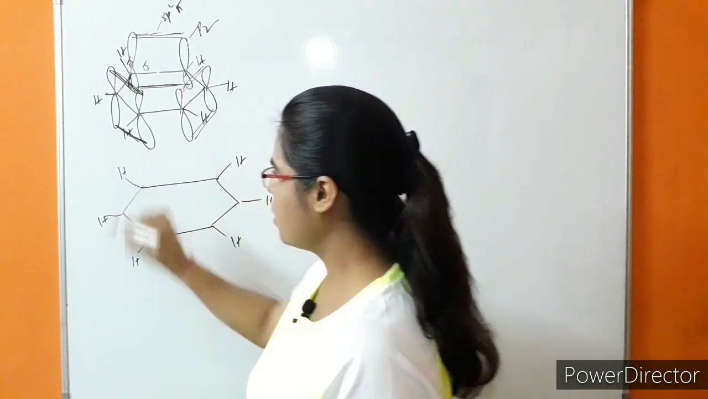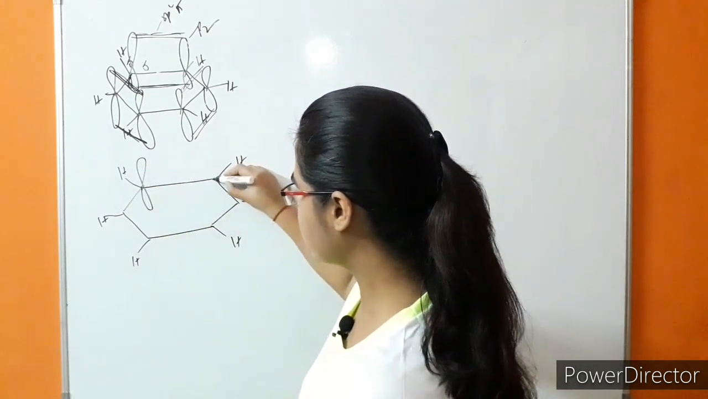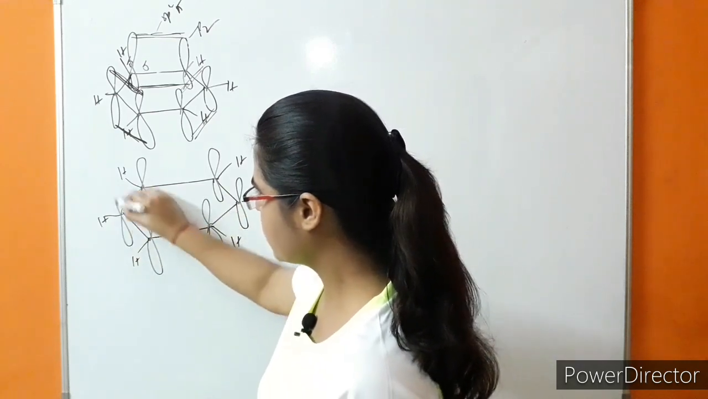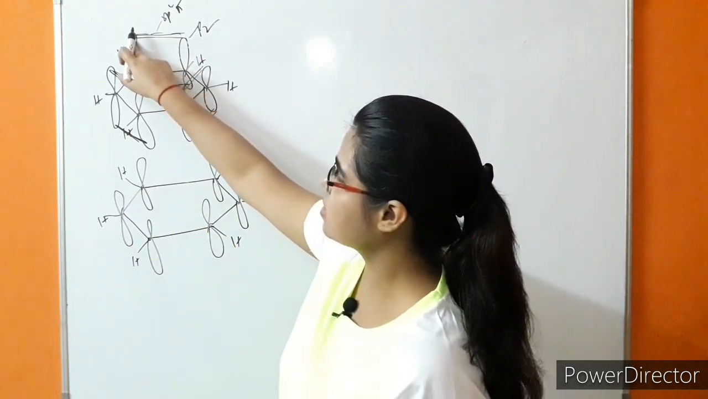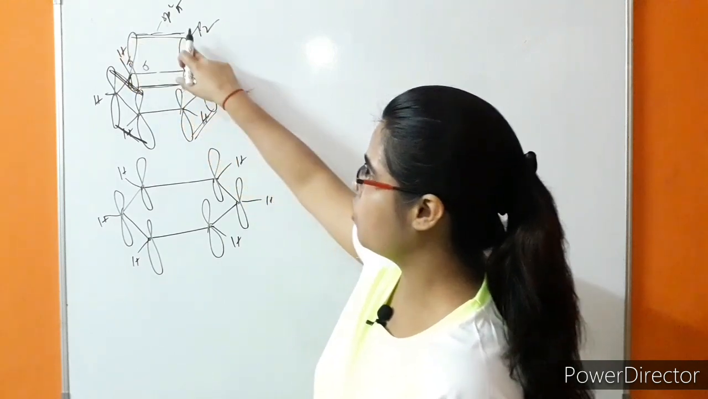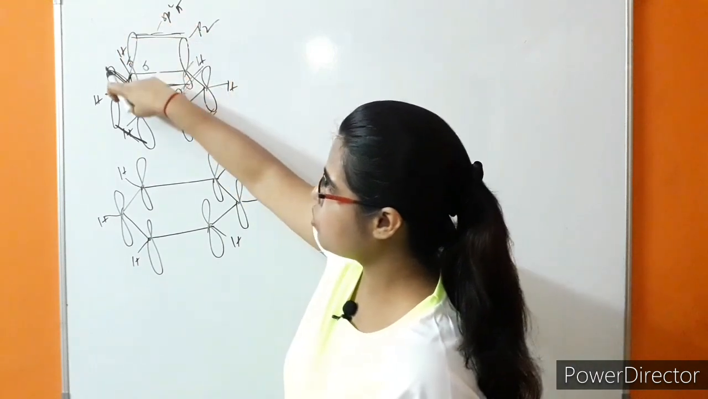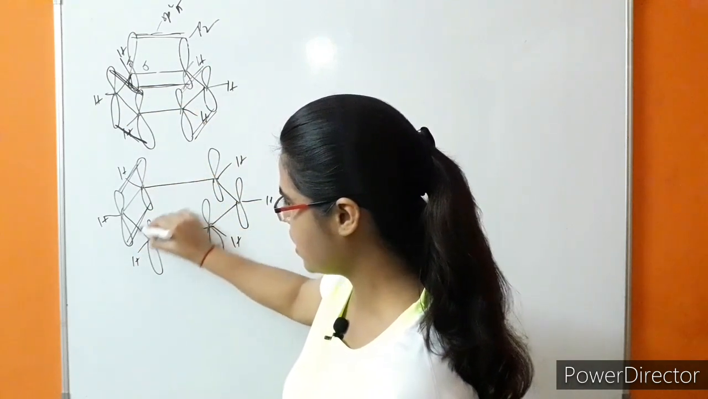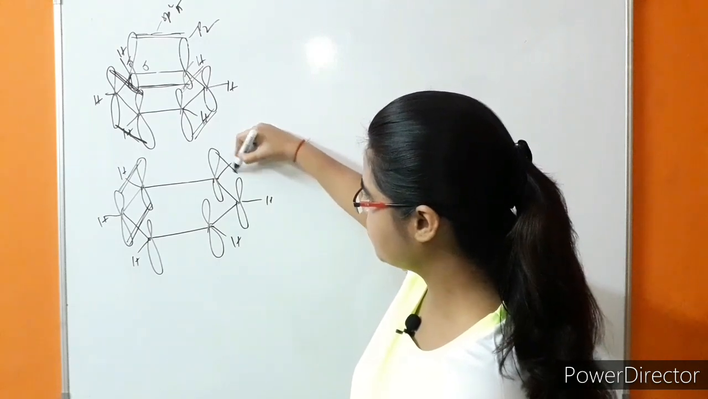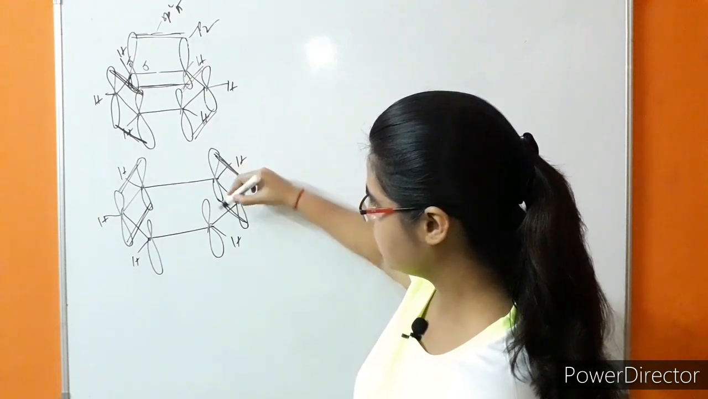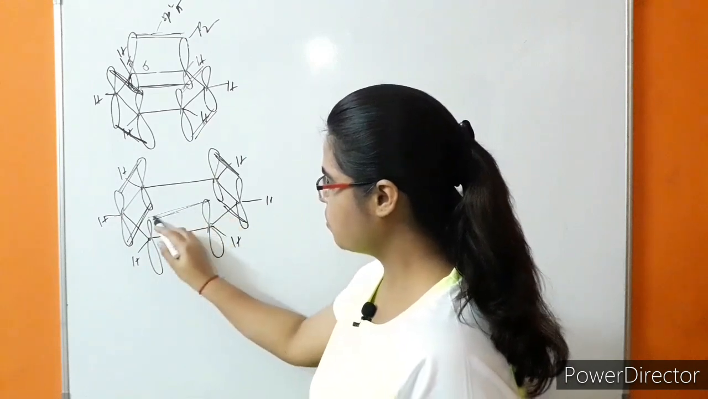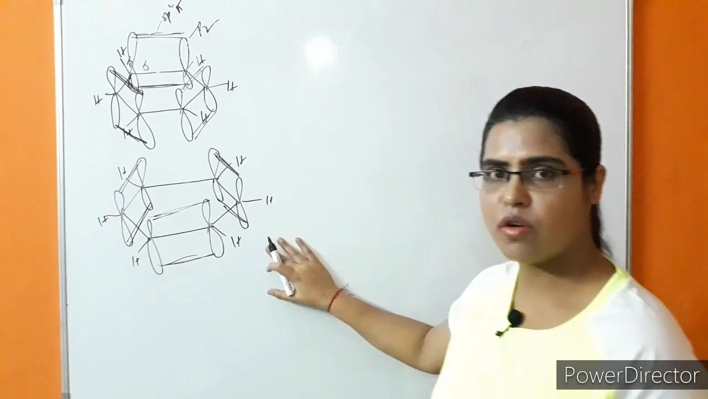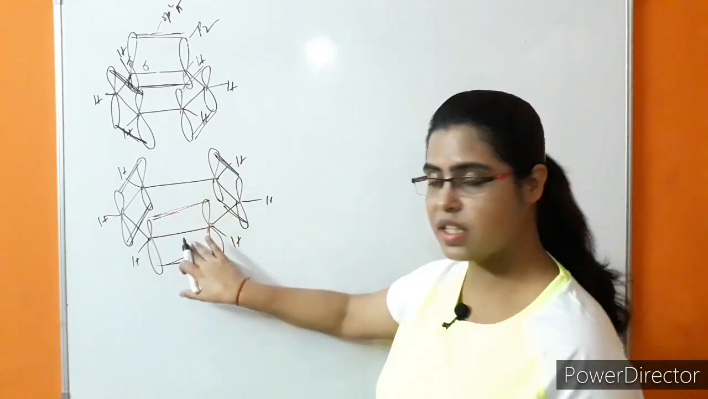There is a possibility that the overlapping of pz orbitals can also take place in this way. This carbon pz orbital is overlapping with this. This can also overlap with this. So overlapping can also take place in this way. Similarly, this pz and these two pz orbitals of the respective carbons. So there is a formation of pi bonds in this way also.